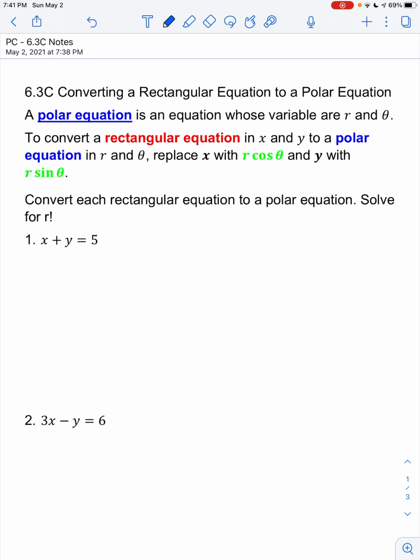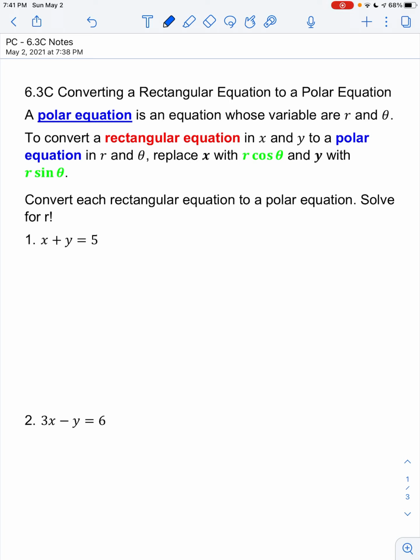As you can see from our notes, a polar equation is an equation whose variables are in r and theta. To convert a rectangular equation, which is in x and y, to a polar equation, which is in r and theta, what we want to do is replace the variable x with r cosine theta and the variable y with r sine theta. We do that because we know that is what x and y are equivalent to from our previous lesson. So you can see we have 4 examples that we are going to go through.